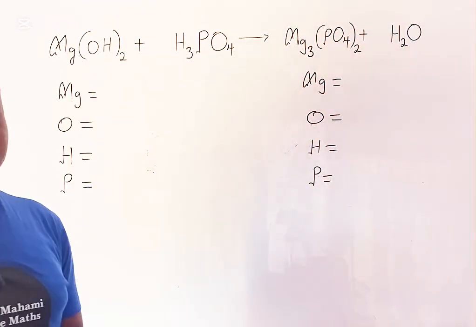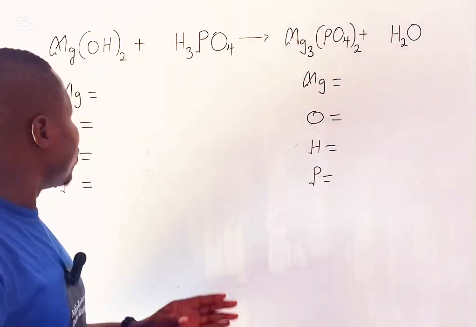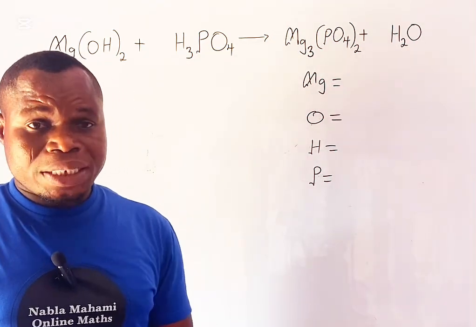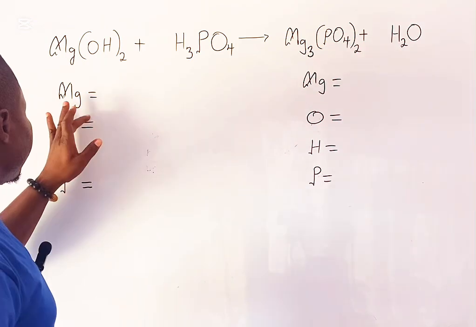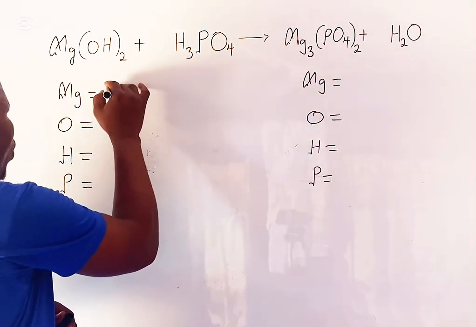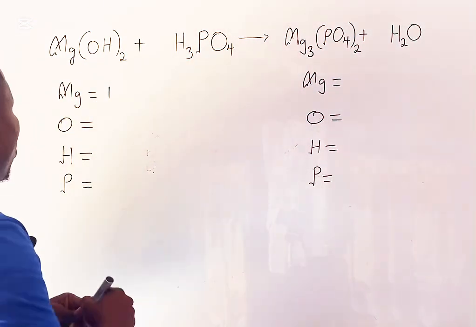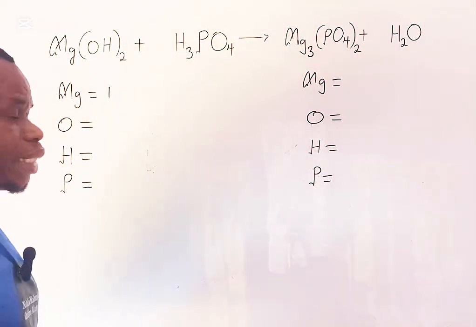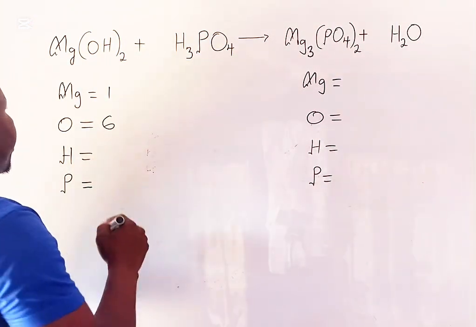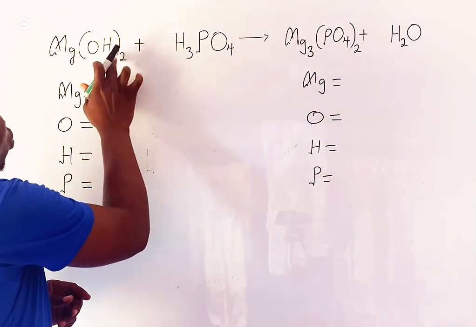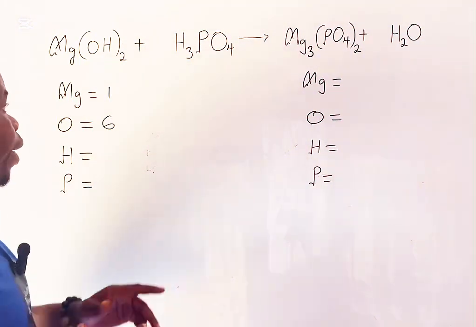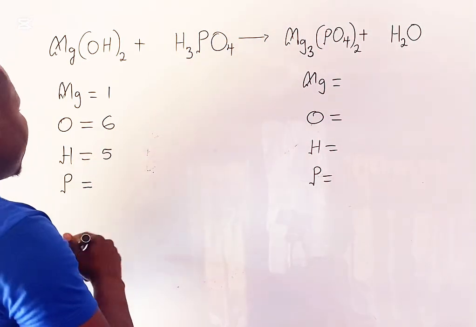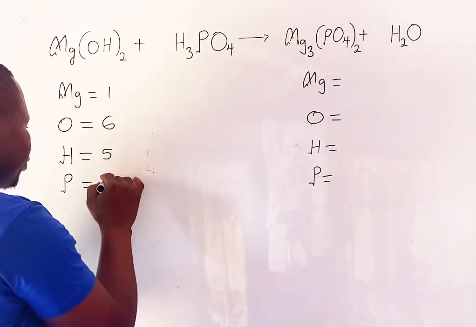Now, after listing these elements, you look at the number of times they appear in the left-hand side, I mean the reactants side. So Mg, how many are they? We have only one. O, here we have two of them plus 4 here. That will be 6. H, this 2 is multiplying this, so 2 of them there plus 3 here, that will be 5. Then P, we have only 1.